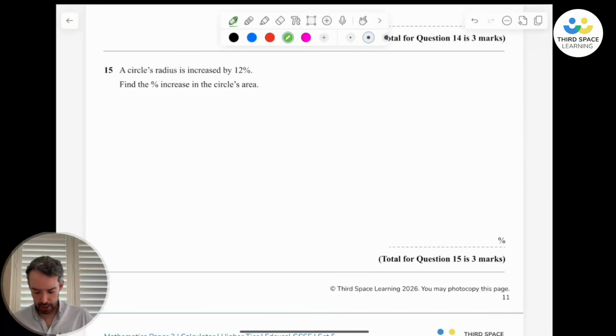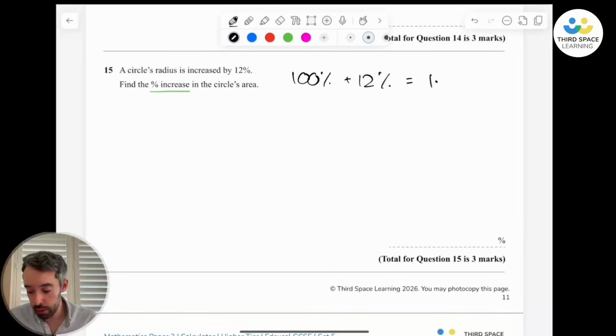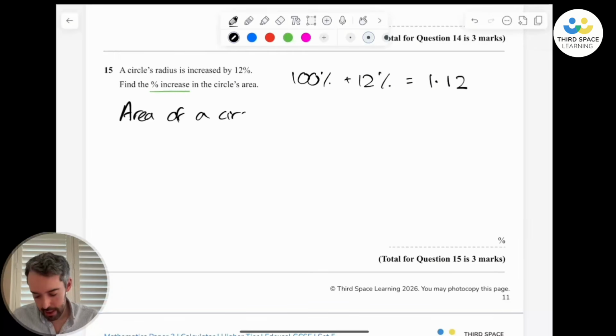Question 50. A circle's radius has increased by 12%. Find the percentage increase in the circle's area. Ooh, lovely question. Right, let's think about this. So if I was increasing by 12%, that would be 100%, add on 12%, so my multiplier would be 1.12. And the area of a circle is equal to pi multiplied by the radius squared.